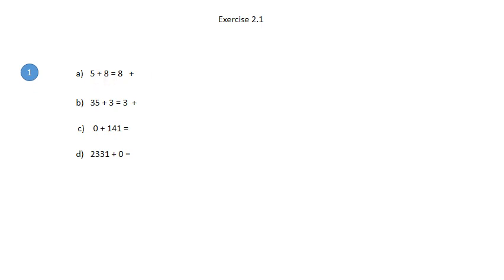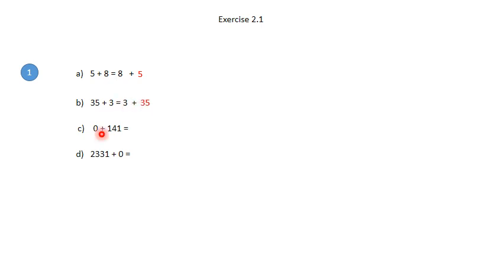What can we apply here? By changing the order, the answer remains the same. So 5 plus 8 will become 8 plus 5. 35 plus 3, 3 plus 35.